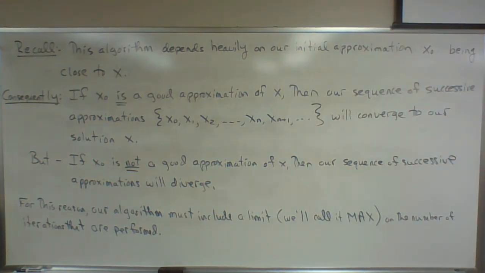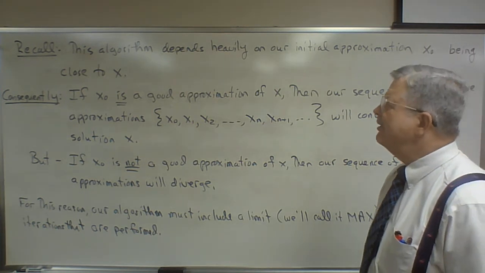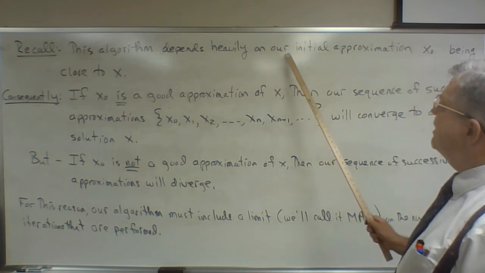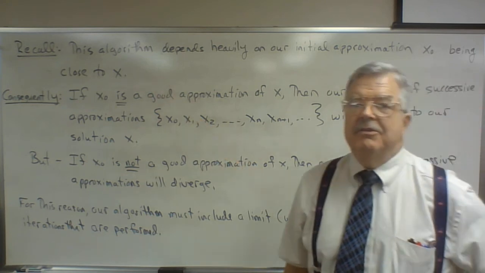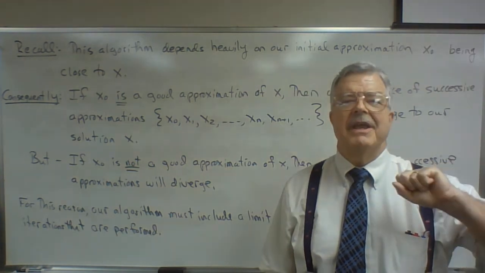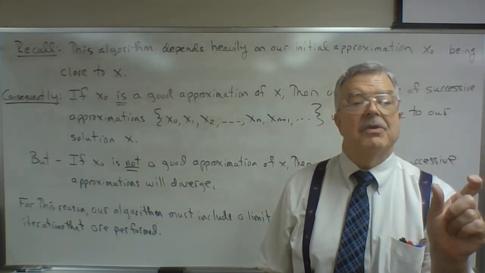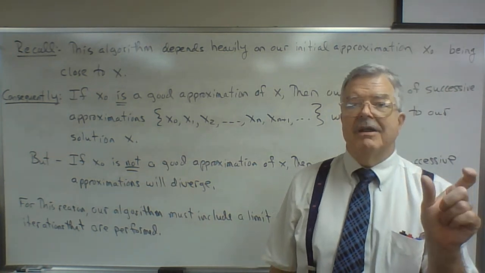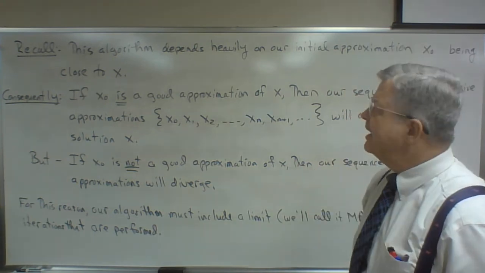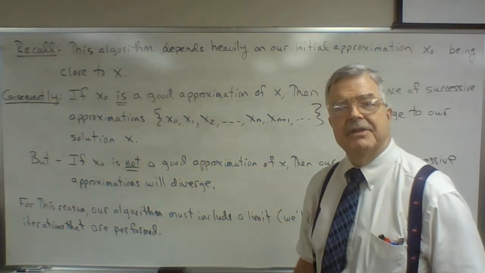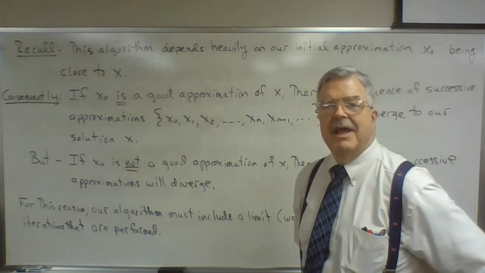Okay, let's see what I want to say. I guess this is a reality check. Wake up and smell the coffee. This algorithm depends heavily on our initial approximation, x naught, being close to x. See, we said that we could throw all of these terms of the Taylor series in the wastebasket because x minus x naught is small. And x minus x naught quantity squared is even smaller. And x minus x naught cubed is even smaller than that. Well, these things are only going to be true if x naught and x are close together. In other words, these things are only going to be true if x naught is a good approximation to x.